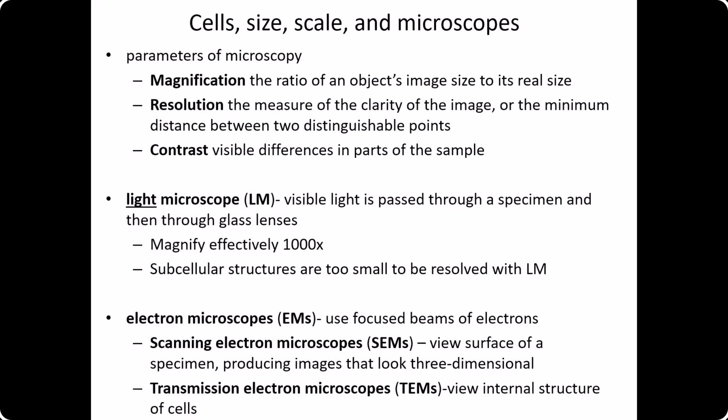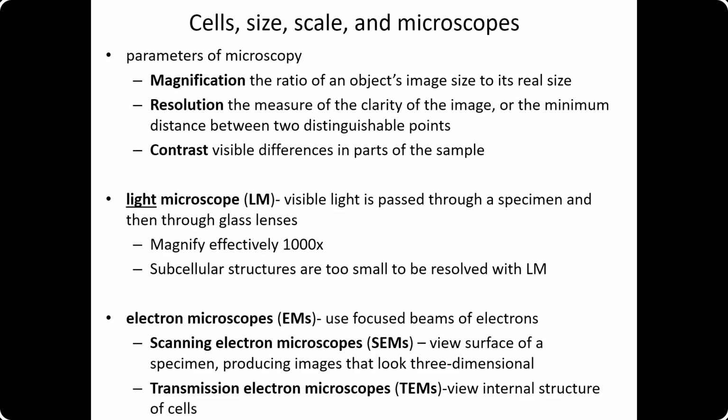So there's two kinds of microscopes, broadly speaking. We've got light microscopes and electron microscopes. Light microscopes use light. They pass that light through a specimen through glass lenses, and they can magnify effectively to 1,000 times total magnification, but many subcellular structures are really too small to be viewed with a light microscope. Then there's electron microscopes, which instead of using light, use focused beams of electrons. And with electron microscopes, there are scanning electron microscopes, which view the surface of a specimen and look three-dimensional in the images.